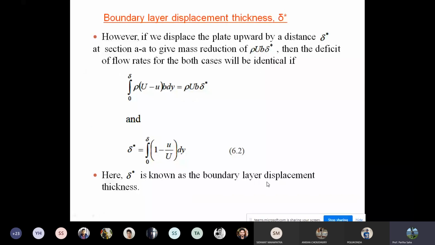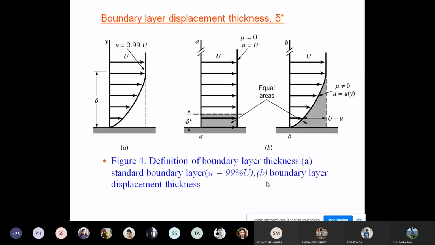However, if we displace the plate upward by a distance delta star at section AA, what happens here? Let's look into this part. This was my initial velocity profile. Velocity is gradually changing and then it reaches the maximum, that is 99% of capital U, as I said in the previous slide. So this will be my delta, my boundary layer thickness. I think you all know, right? This is my delta because now the velocity has reached 99% of the free stream velocity.